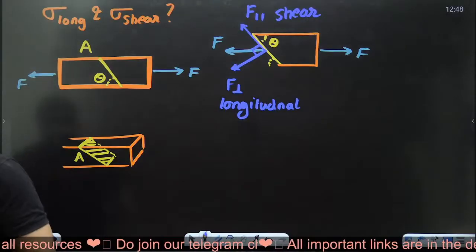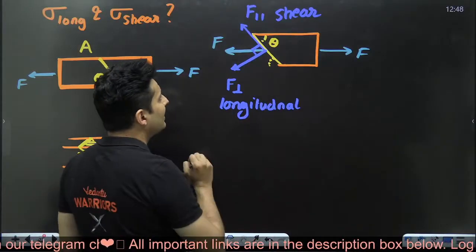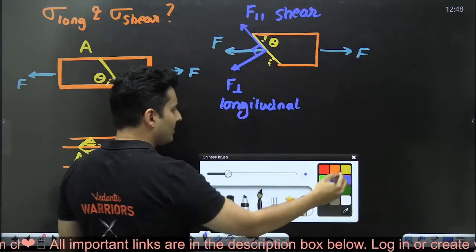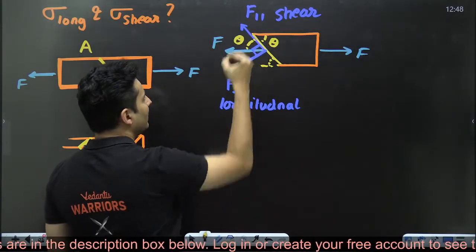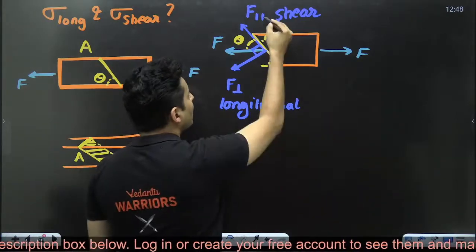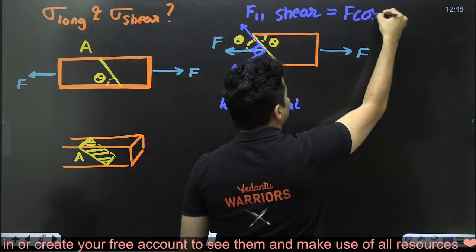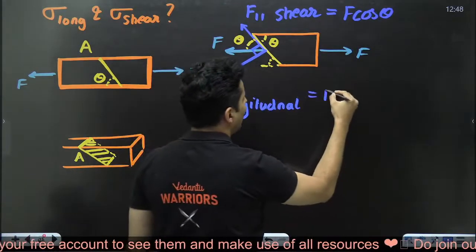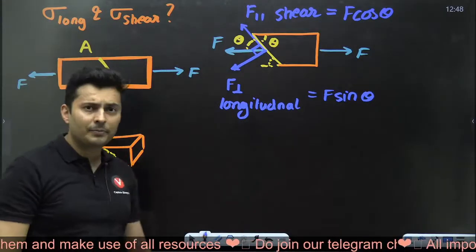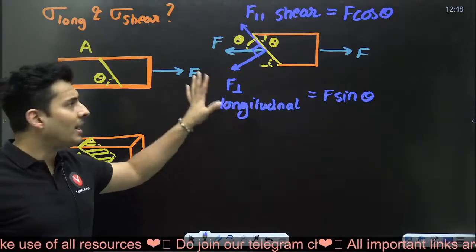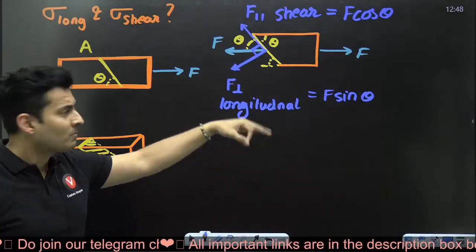Is that clear? Perfect. So how much are these values? If this is theta, think about it. Even this will be theta, by the way. If this is theta, parallel lines, so same angle, so even this will be theta. So naturally this parallel will be the cos component, so it will be f cos theta, and this will be f sin theta. Is that clear? Everybody with me? Very good.